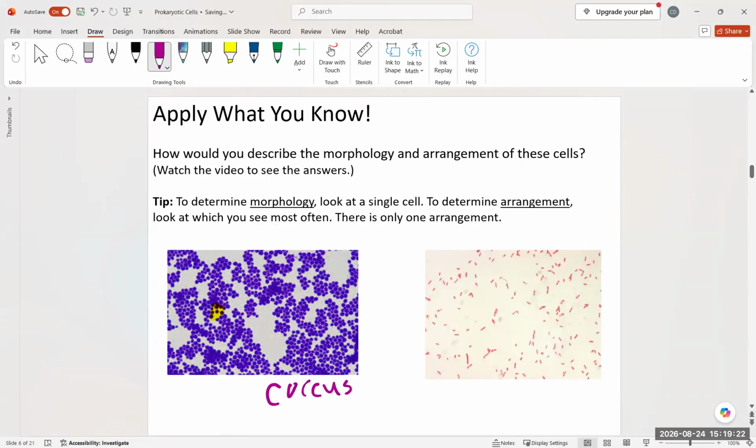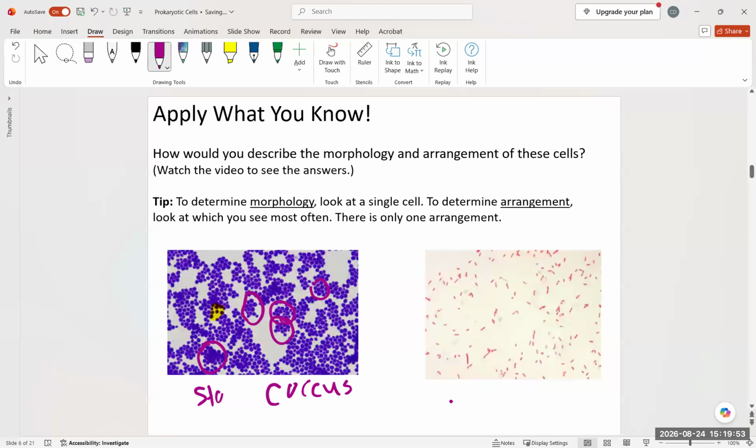Okay. And then we're going to look at the arrangement. And when you're looking at the arrangement, you want to see what is happening most frequently. Just due to poor staining technique or smear prep, sometimes you're going to see a random single cell by itself. Sometimes they might be in a random pair. But when we look at this collectively, we agree that we're seeing, right, lots of these clusters. There's just really clusters everywhere. So what is our micro term for cluster?